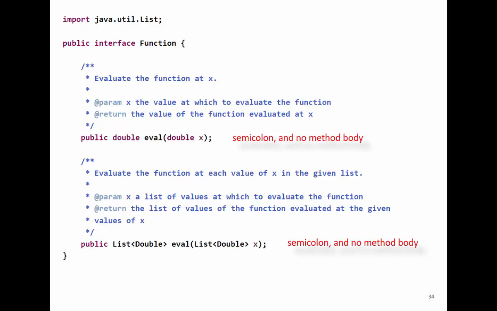Someone says, I need the interface. I give a list of doubles and return the list of the values for that. Okay? So that is in its most common form. So this is the interface. It's finished. Only 2 methods.